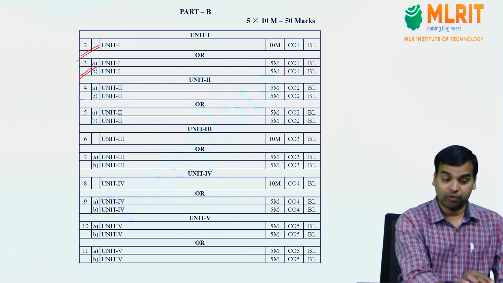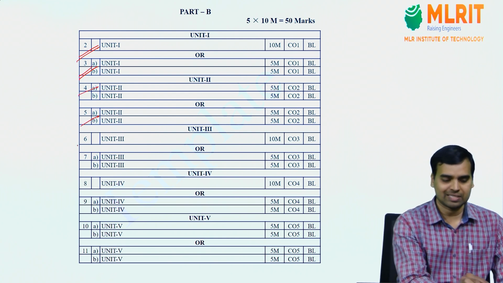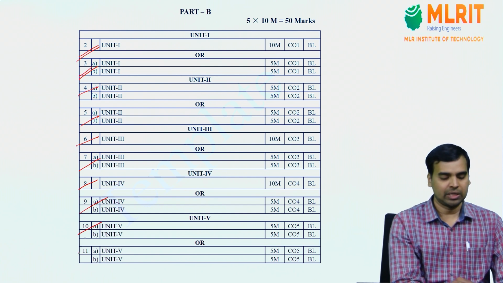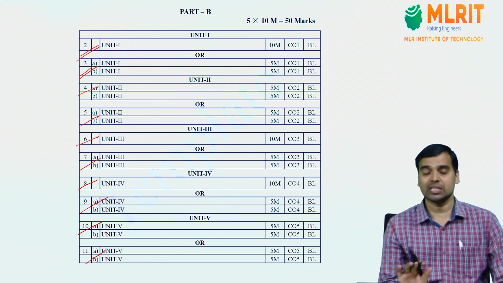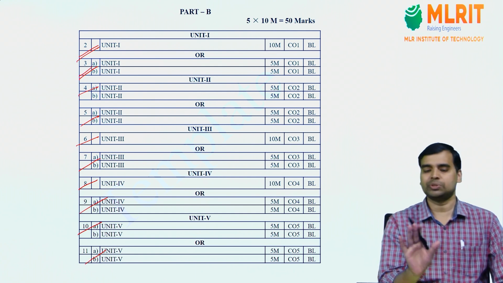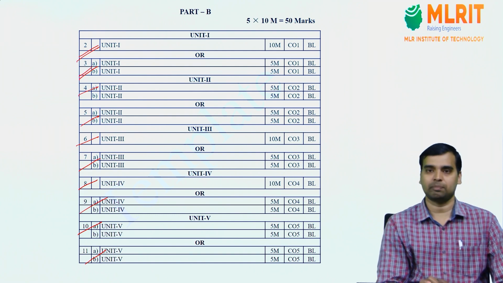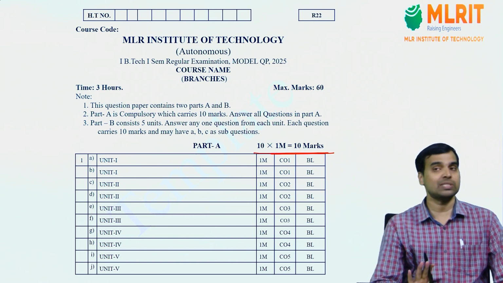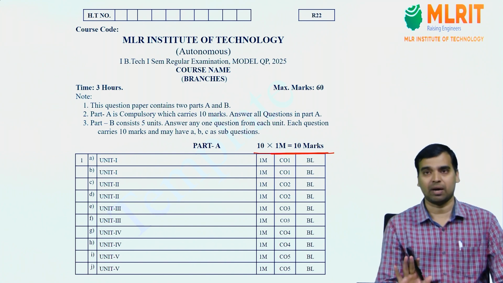Again, either 4 or 5. Again, either 6 or 7. Either 8 or 9. Either 10 or 11. In such a way, the student has to answer 5 questions. Each question carries 10 marks. 5 into 10, 50 marks. So 50 plus part A 10 marks, total 60 marks. So the semester end exam is out of 60 marks.